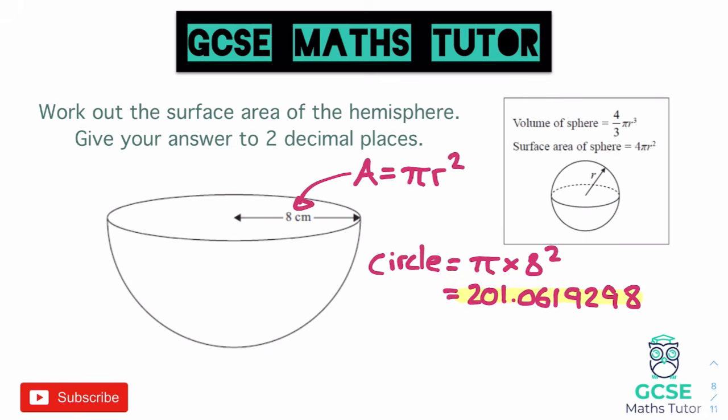I'm going to leave that full answer there as well, because when we add that to the remaining surface area around the outside, we don't want to get any rounding errors before our final answer. So now on to the curved surface area, the curved part around the outside, so I'll label this as the curved.